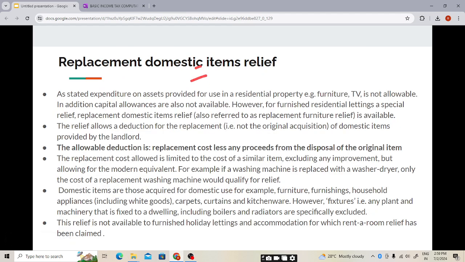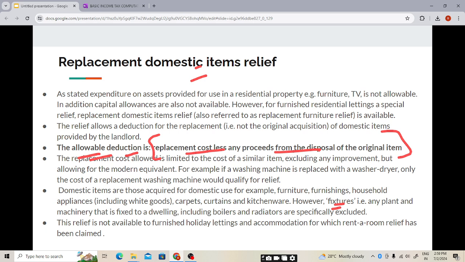What does the replacement domestic relief apply to? It applies to furniture, TV, washing machine, etc., and does not apply to fixtures. What does this relief say? What is the amount that you can deduct? The allowable deduction is replacement cost less any proceeds you have received from the original item.